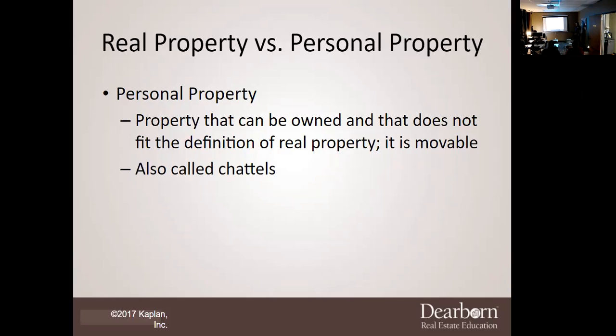But here we go. We're going to start off first in classroom. So my in classroom students. All right, Mr. Wyatt. Okay, let's look up here. We said personal property, it's property that can be owned and that does not fit the definition of real property. It is movable, and it's also called chattels. Okay? That's what we just read. Now, Mr. Wyatt, in this room where we're at right now, I want you to point to me one item in this room that is personal property.